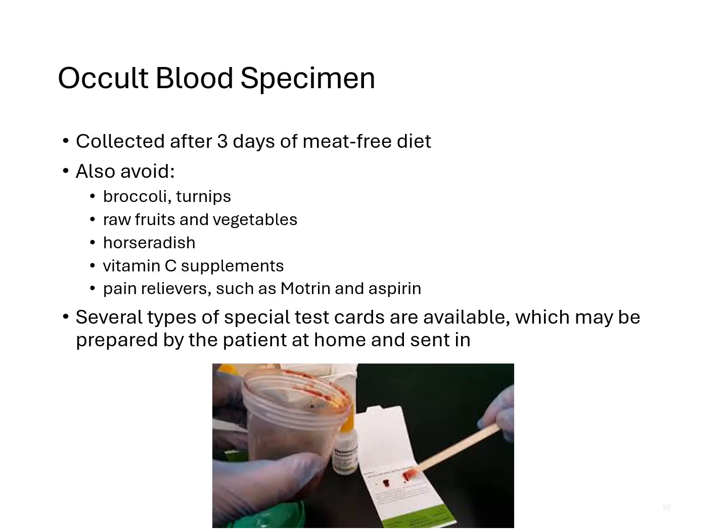That occult blood specimen I was talking about, like I mentioned, needs 3 days of meat-free diet. Otherwise, we could have a false positive. Other things to avoid for patients would be eating broccoli and turnips, raw fruits and vegetables, horseradish, vitamin C supplements, and certain pain relievers like Motrin and aspirin. Several types of these special test cards are available, which may be prepared by the patient at home and sent in. That picture down below is what one of those cards would look like. And depending on where you work, you may be able to actually run this test or set it up like shown in the picture.